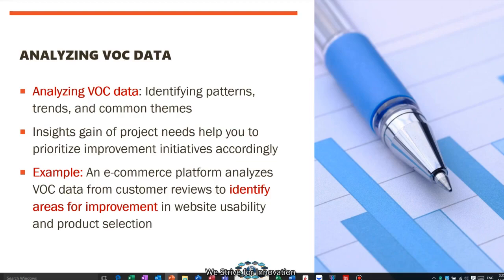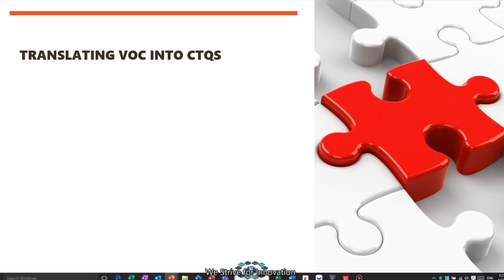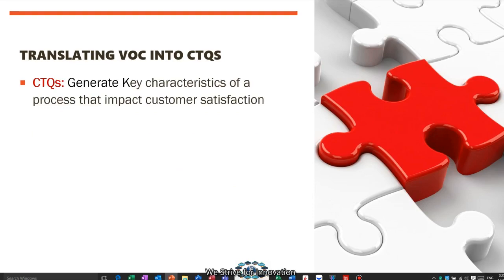Then you need to translate that voice of the customer to CTQ. CTQ stands for critical to quality, because they have to be quantitative so you can really measure them. You will generate key characteristics of a process that impact customer satisfaction, and then it's important to prioritize CTQs based on how the customer is impacted by each issue.